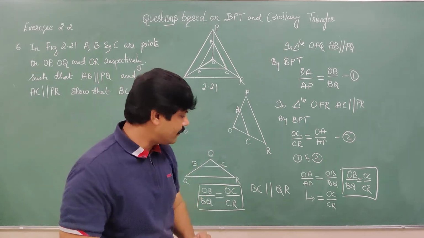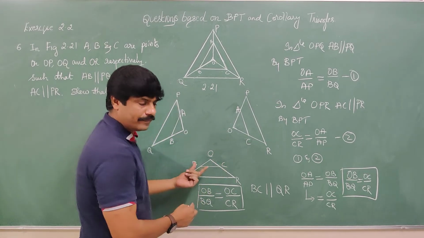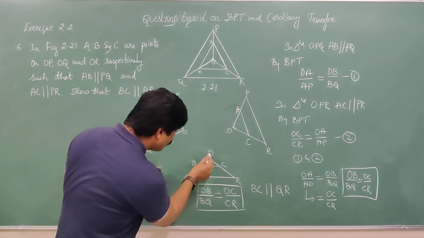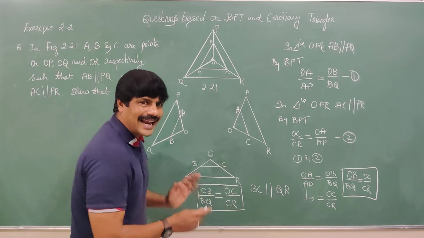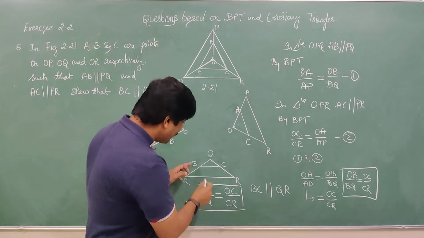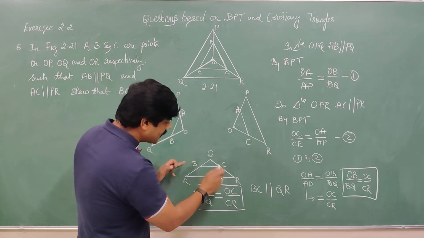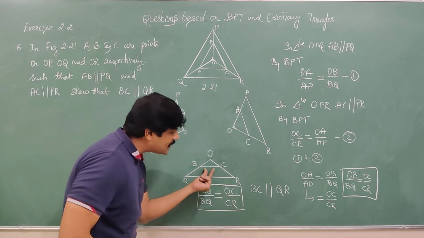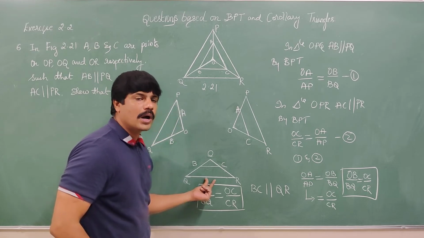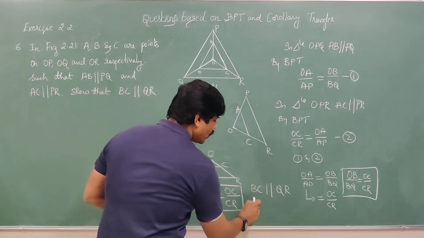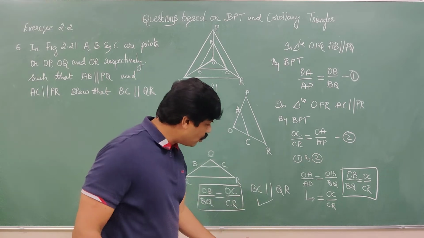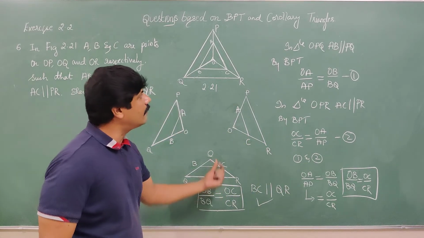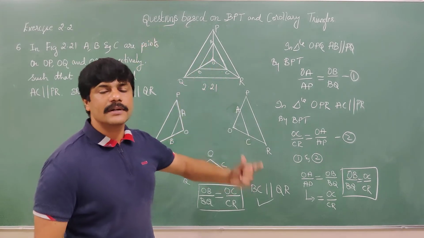What do you mean by that? This BC line is dividing the other two sides of the OQR triangle in the equal ratio. If the BC line is dividing the two sides OQ and OR in the equal ratio, then this BC must be parallel to QR. Thus, we have proved BC is parallel to QR. How? By the converse of BPT.